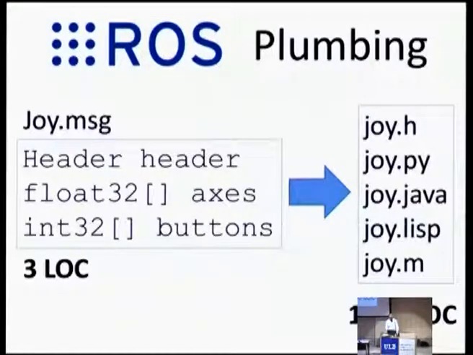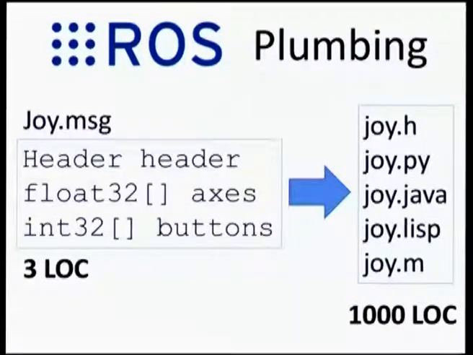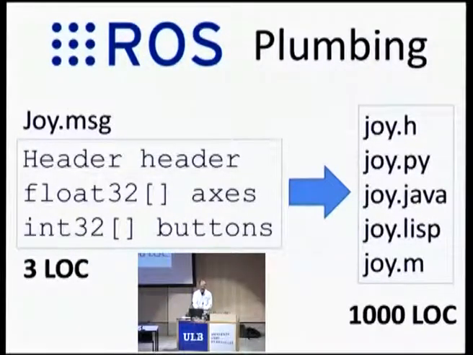So for the actual messages that are flowing, we have our own interface description language. We tried to keep it simple. The left side there shows the actual code of the ROS joystick message. So if you have a joystick and you want to control a robot, this is kind of what flows across the network. So there's just a header. All it is is basically a timestamp. And then there's a vector of joystick axes and a vector of buttons. So that's just 3 lines of code. That's literally the total of the joystick message in ROS.